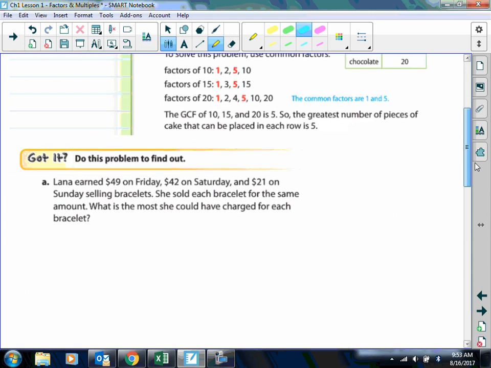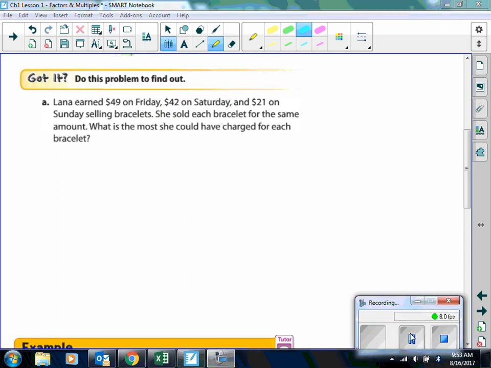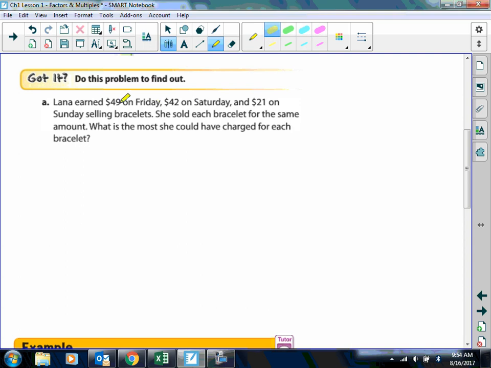All right, so let us do this example together. So it says, Lana earned $49 on Friday, $42 on Saturday, and $21 on Sunday selling bracelets. She sold each bracelet for the same amount. What is the most she could have charged for each bracelet? So here, my important numbers are how much she made on each day. So you can write those down. And we want to know what the question is asking us. So it says, what is the most she could have charged for each bracelet?